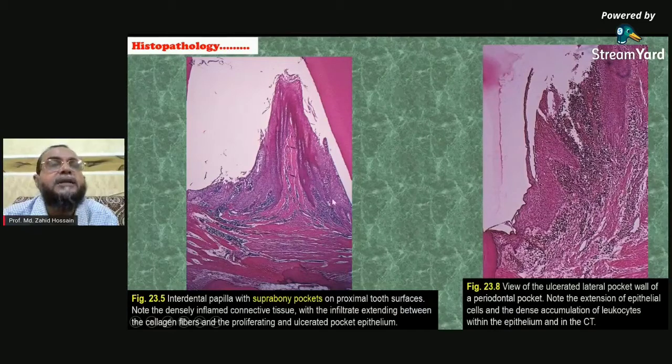This is a suprabony pocket, okay, and here is the infrabony pocket, and you will find there's a lot of bacteria growing and they destroy the tissue. You see the tearing up of the tissue. You should have a plain margin, but they destroyed it. So the tissue is destroyed, and you find this teared up tissue.